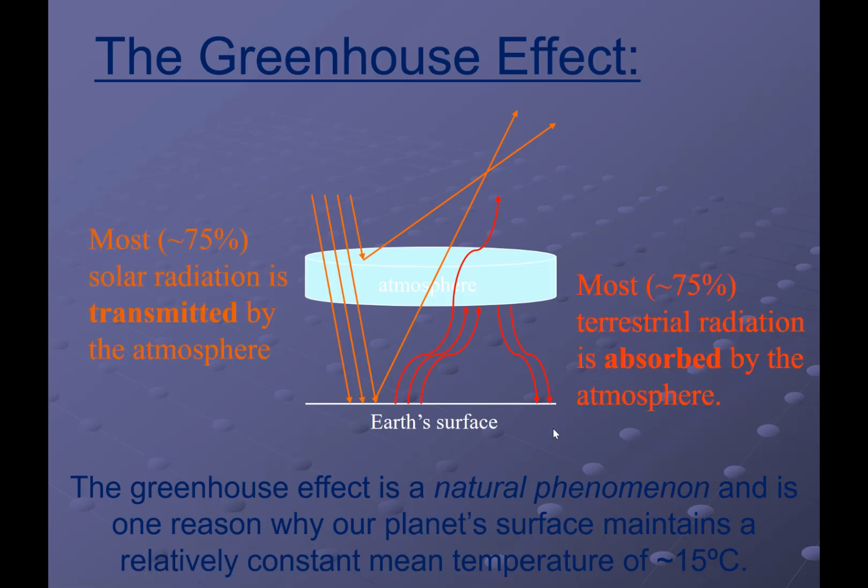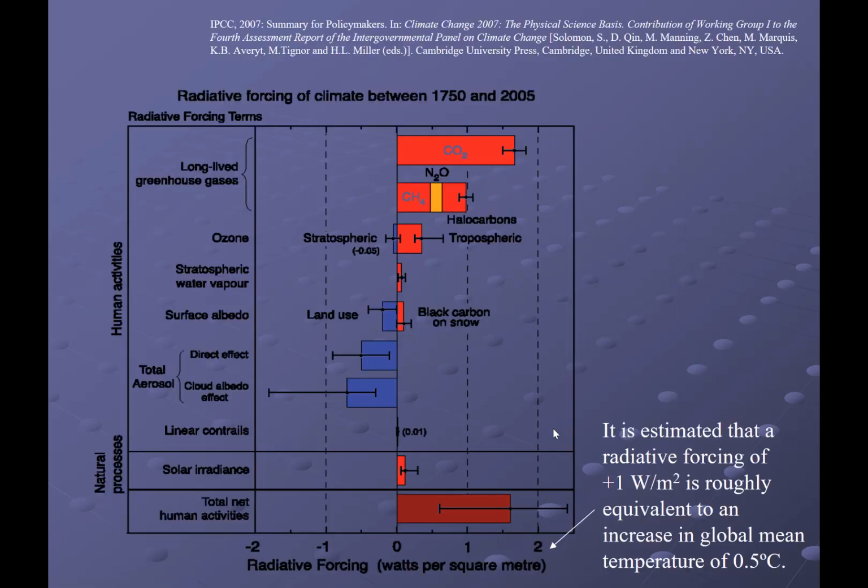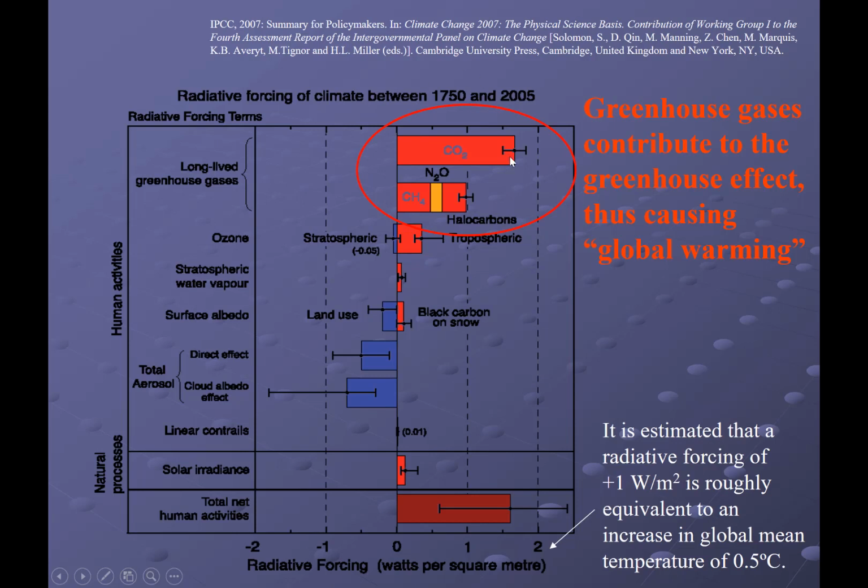So looking at a sort of statistic of how much greenhouse gases we have in our atmosphere, we have our greenhouse gases like CO2 and methane here. These ones do that re-radiating back towards the Earth's surface, causing global warming.